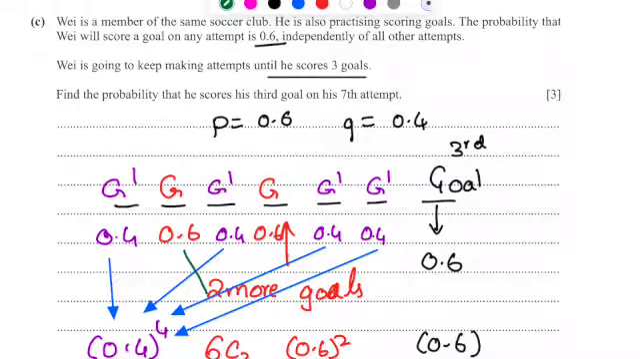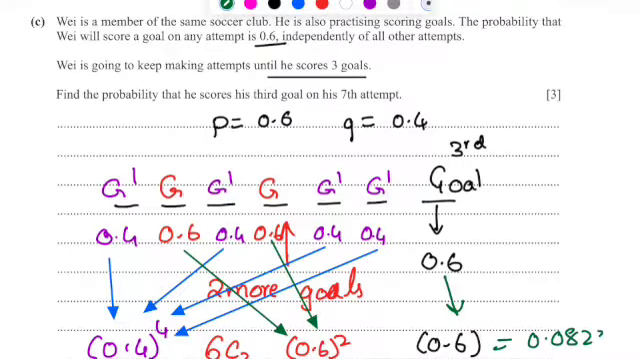Then this 0.6 is over here, and this 0.6 is also over here. This 0.6, but this 0.6 is over here. So simplify that, you should be getting 0.0829.